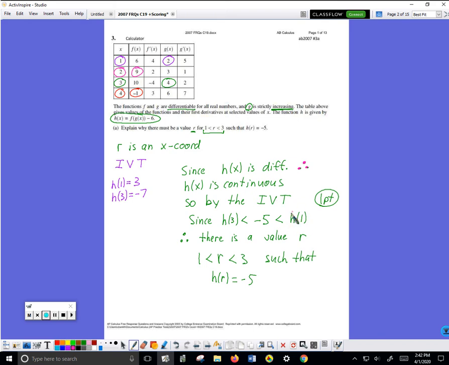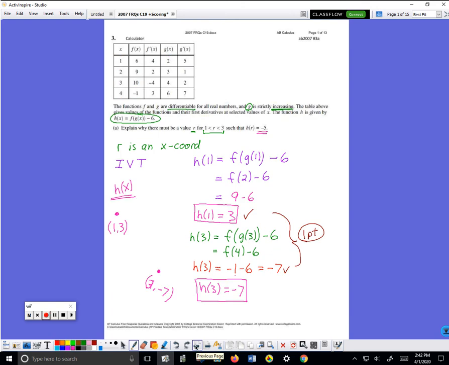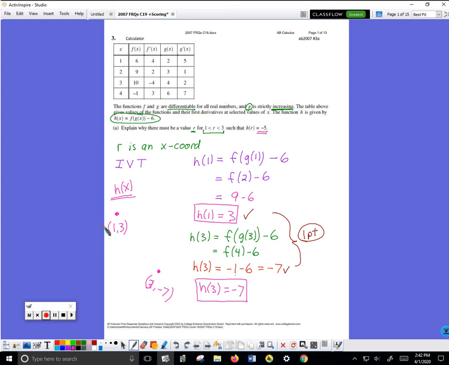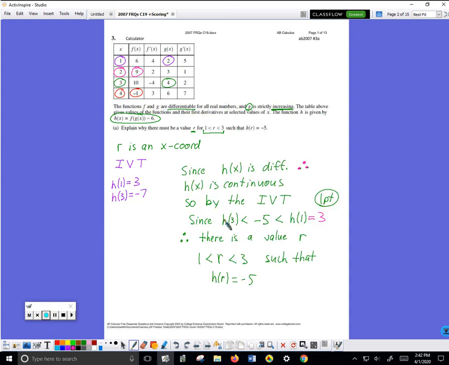since h of 1, which was, again, back here, h of 1 had a value of 3, since h of 1, which was equal to 3, is greater than negative 5, just like you see in the picture here. Negative 5 is in here somewhere. And h of 3, which was equal to negative 7, because negative 5 is between these two y coordinates, the intermediate value theorem says there will be an x coordinate, they're calling that x coordinate r, between x equal 1 and x equal 3, such that the y coordinate at that x is negative 5. That's the intermediate value theorem.